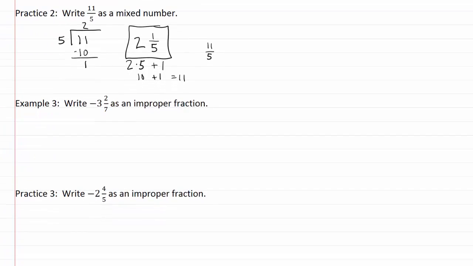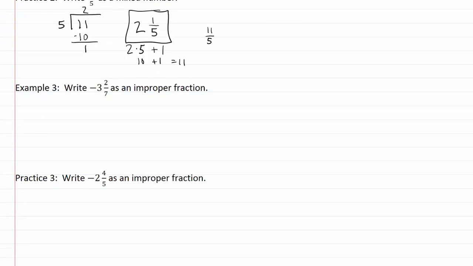Now I want to talk to you a little bit about improper and mixed if we have negative numbers. So this throws us off just a tiny bit if we're just doing the pure math part, so we got to pay attention here. If I'm writing -3 2/7 as an improper fraction, then I need to make sure this whole thing is negative. So I'm going to just ignore the negative for a little bit, do the math, and then I'm just going to add the negative back in there. Otherwise it kind of throws things off.